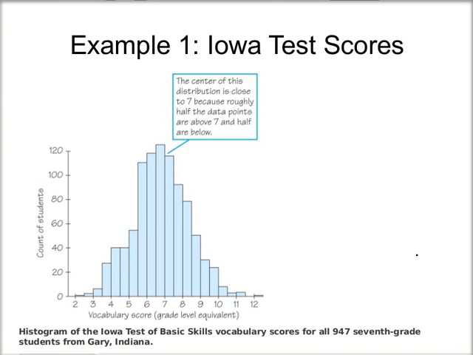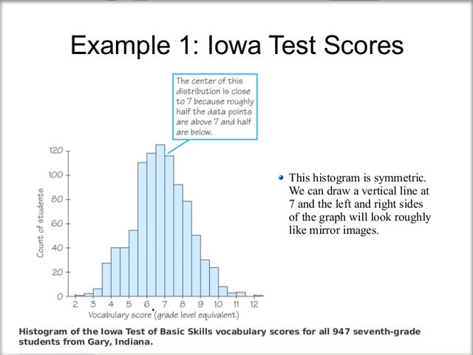Let's look at another example. This histogram shows test scores for 7th graders, and this is their vocabulary score. And what's the shape of this histogram? Well, if I look at it, it's got one peak in the middle, like this. So that looks pretty symmetric. I can draw a dotted line here at around 7, and I've got a mirror image on either side of my dotted line. So that's symmetric.